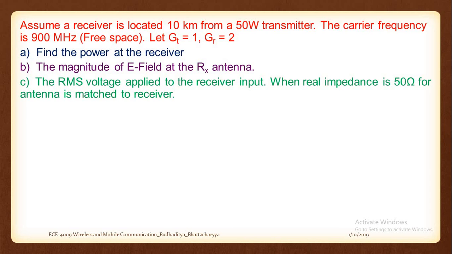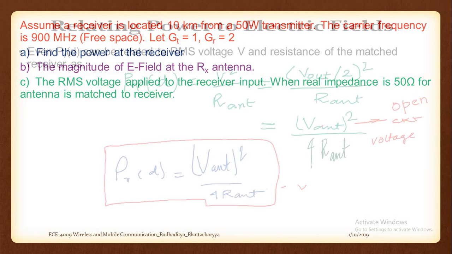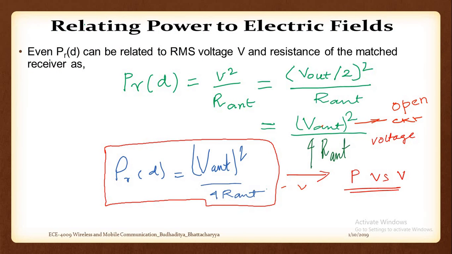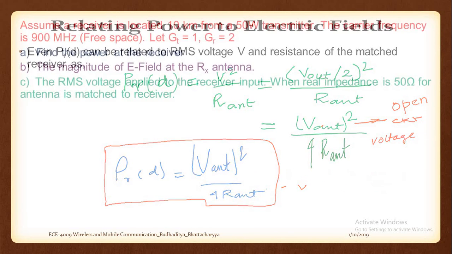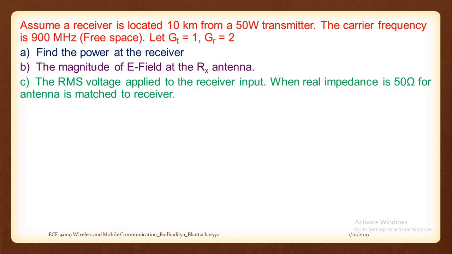What is the answer for finding the receive power? Last slide will go. Just write this last expression. PRD is equal to V square by 4R.